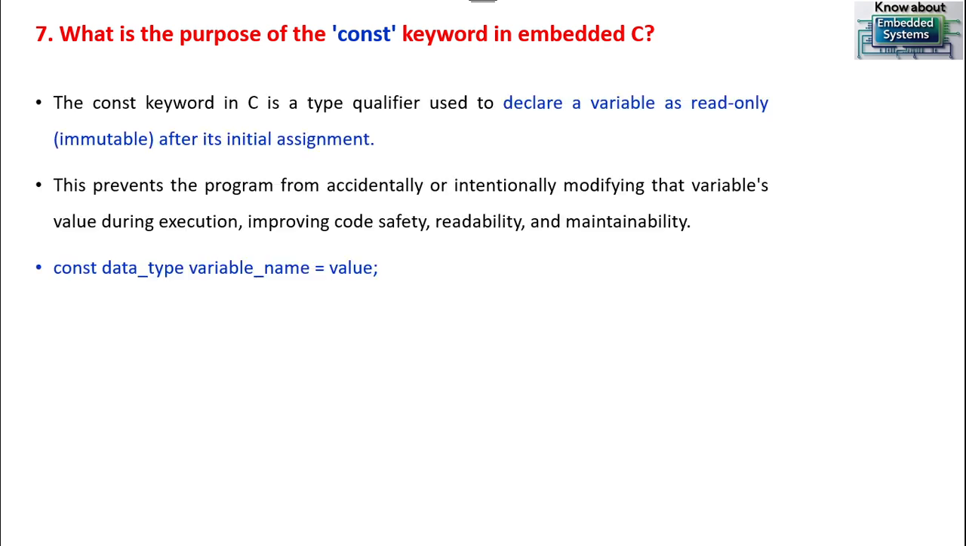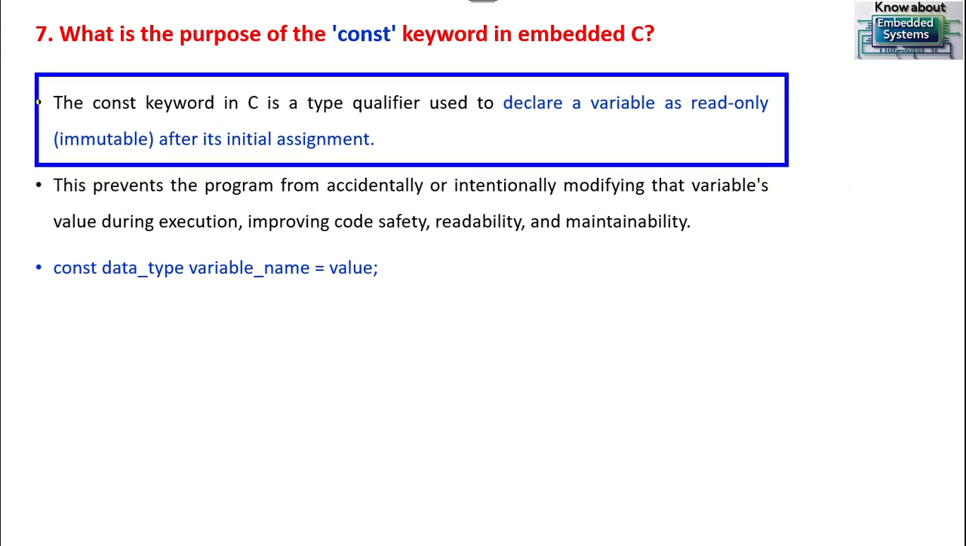Next one is, what is the purpose of the const keyword in embedded C programming? This is also one of the important questions. The const keyword is going to tell the compiler that the value will not change or will not be alterable. I'm going to define one variable and initialize some value to it, and that value should not be changed in future. Declaration and definition will be done only one time, and its value should not be changed again. So this is called a constant.